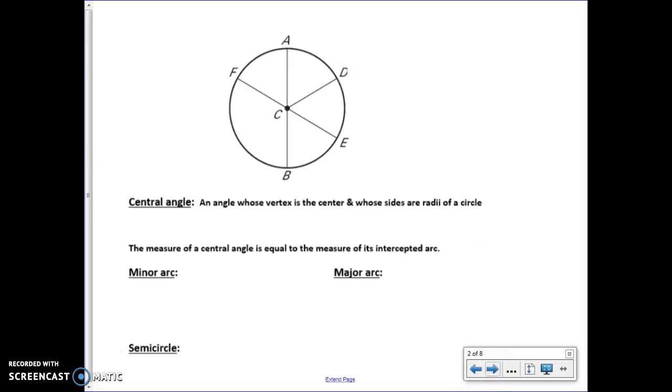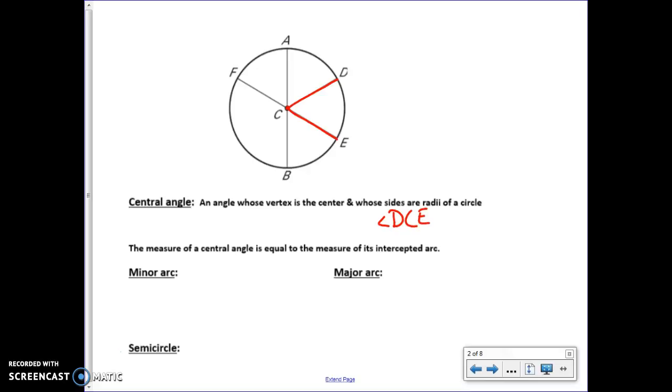So a central angle is an angle whose vertex is the center and whose sides are radii of a circle. Here's the center, and this is just one example. CD is a radius and CE is a radius, so angle DCE would be the central angle there.